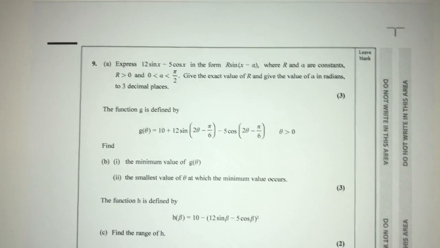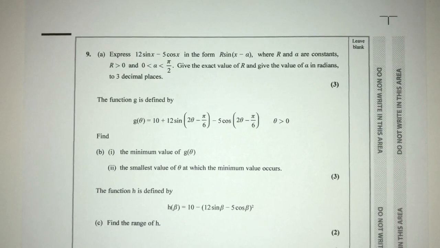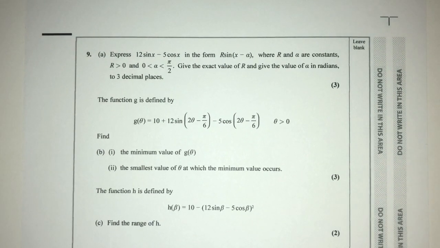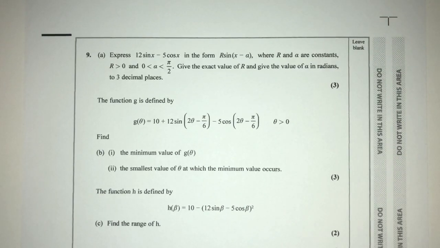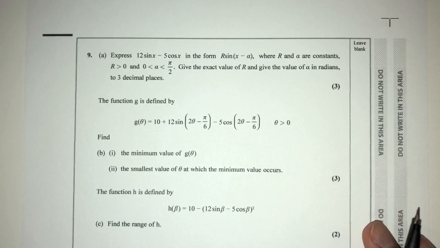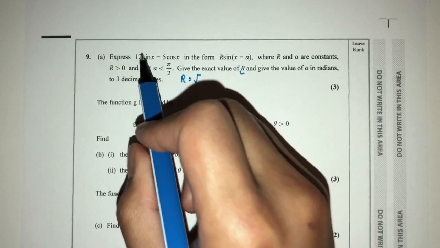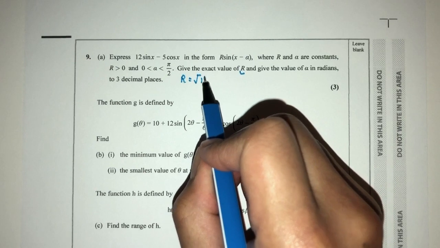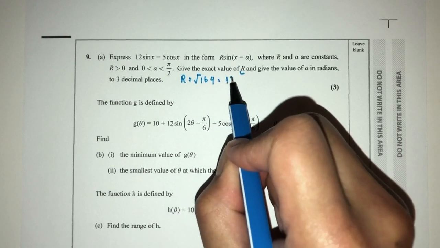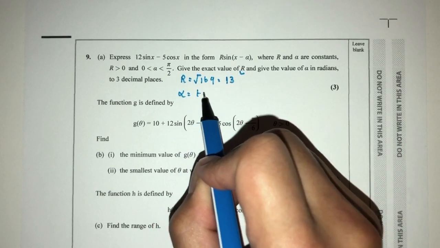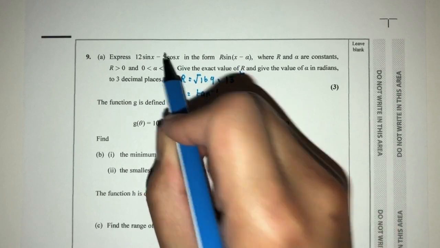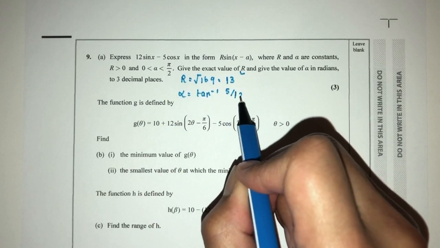Okay, so here we have to express 12 sin x minus 5 cos x in terms of this, where r and alpha are constants to be found. Okay, pretty easy. So one by one, r is what? R has to be root of 12 squared plus 5 squared, which is 169. That will be 13. Now alpha has to be tan inverse of the value here. That will be 5 over 12.